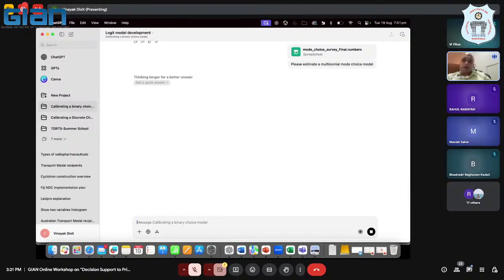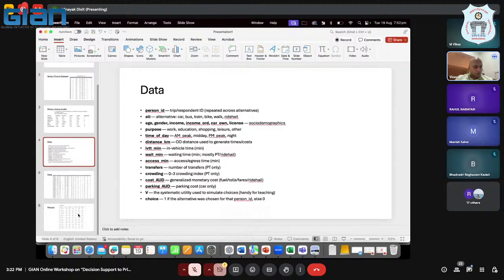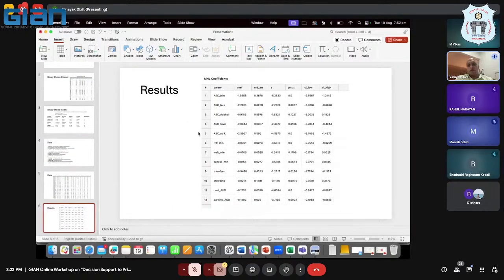So it's going to now estimate a multinomial choice model for this. I had run that model before, and this is how the results look.